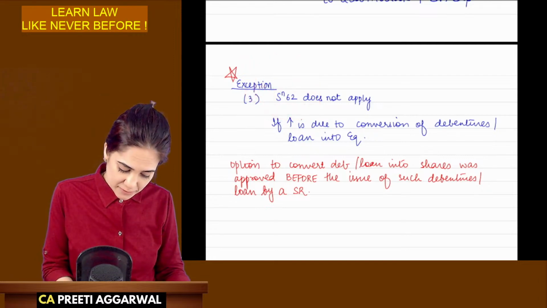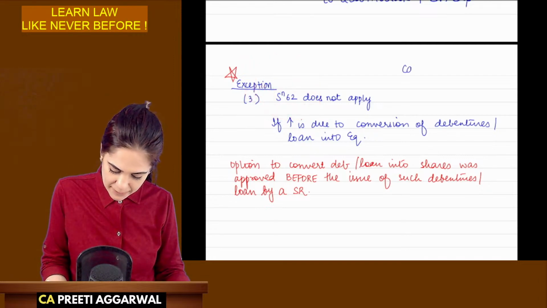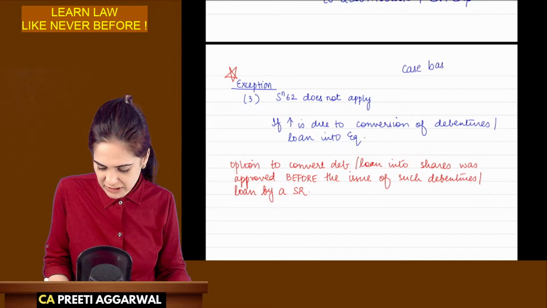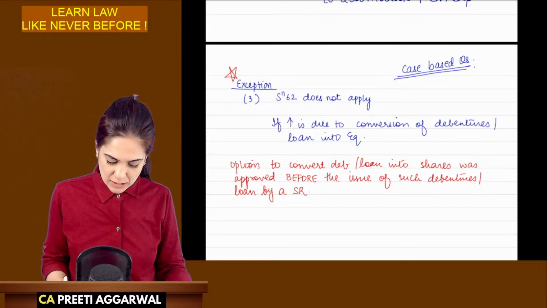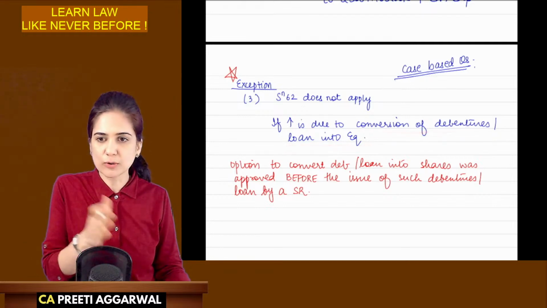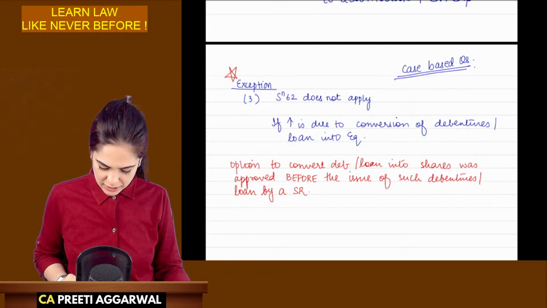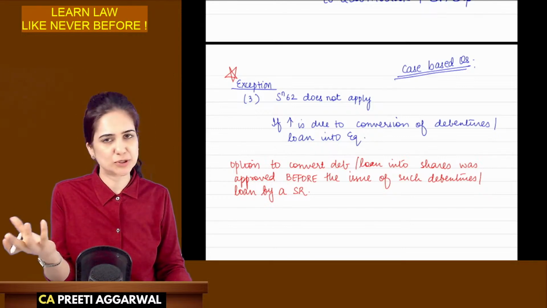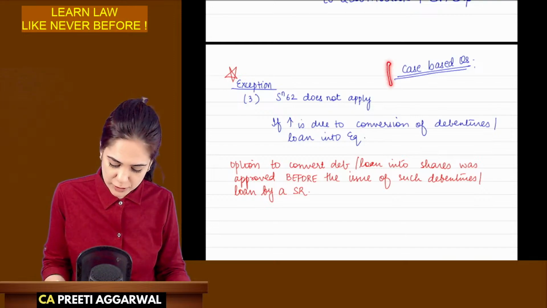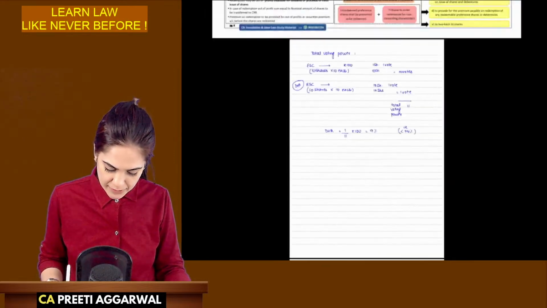This is very important for case based question. That is why I have written this specially for you. Conversion of debentures or loan into equity will not result in the further issue of capital, and section 62 will not apply. This is important for case based questions.